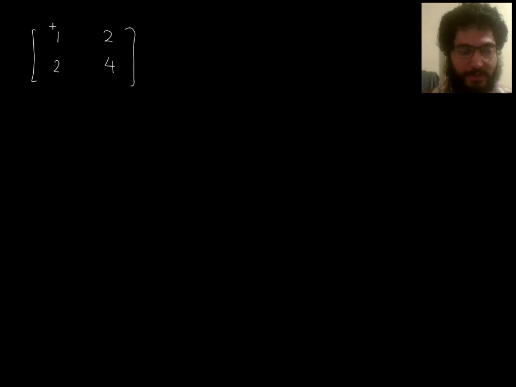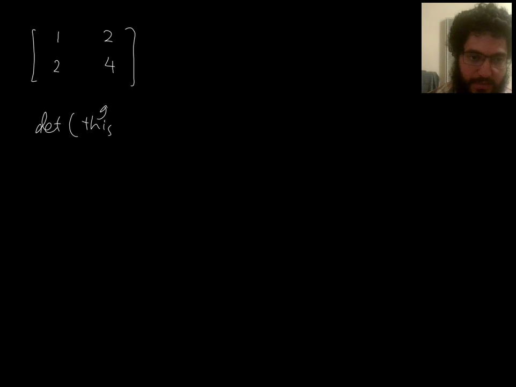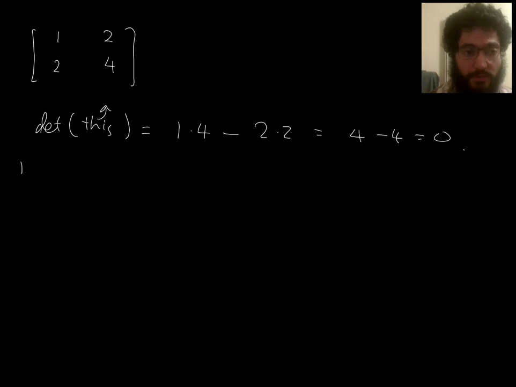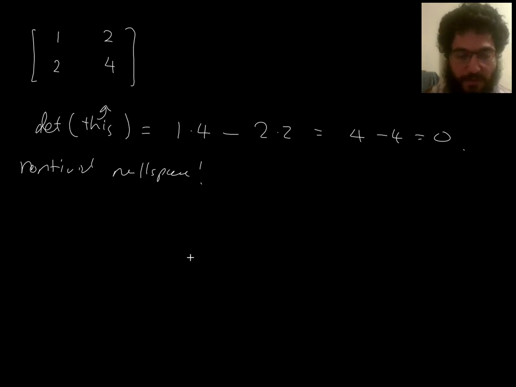It's really stupid. I just picked something mildly interesting looking for the first column, and then I just doubled it for the second column. Obviously, the two columns will then be linearly dependent, right? One is a scalar multiple of the other. So the determinant should come out to 0, and if you compute it, it's 1 times 4 minus 2 times 2. So I get 4 minus 4 is 0. So non-trivial null space. Not invertible. This matrix cannot be inverted.